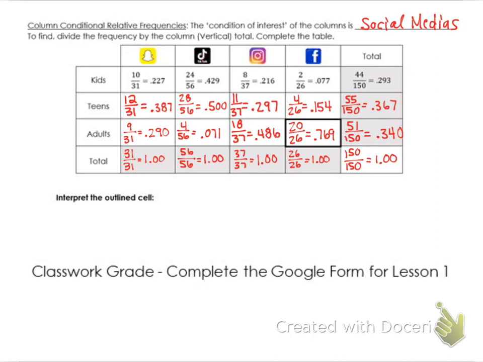So we're interpreting the outlined cell. That would be the dark one that's shaded. That's this one right here. So we are talking about Facebook because, again, we're talking about a column. And so we're in the Facebook column. So out of the 26 people who liked Facebook, and I say people because that's including kids, teens, and adults, out of the 26 people who prefer Facebook, what's the percent of people who are adults? 76.9%. That's quite a lot of adults.